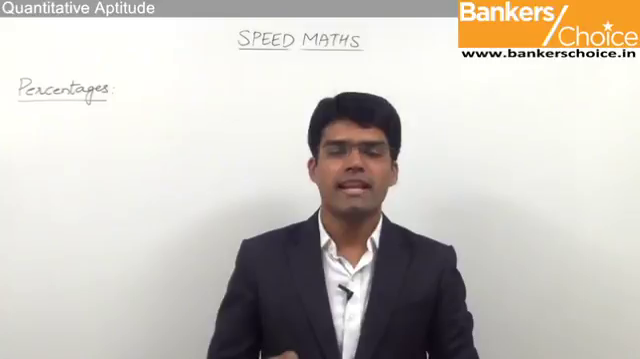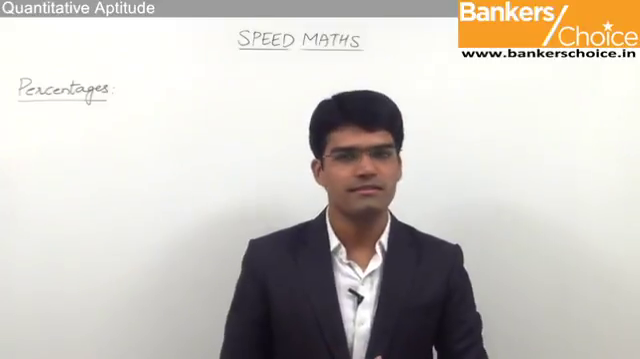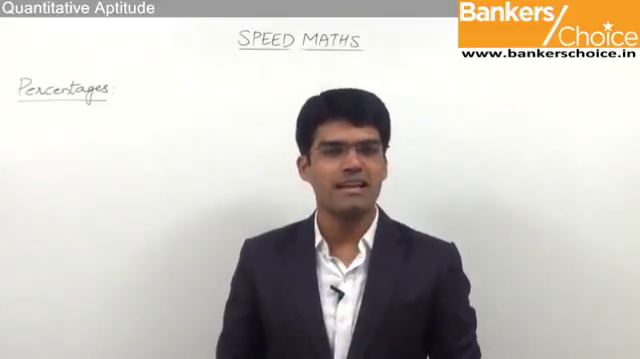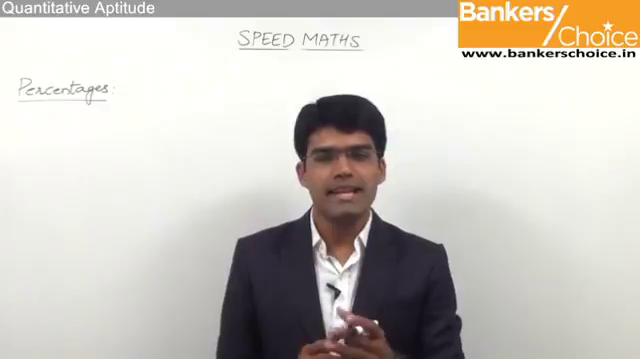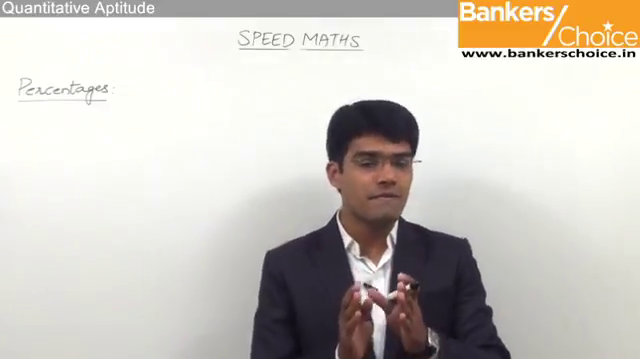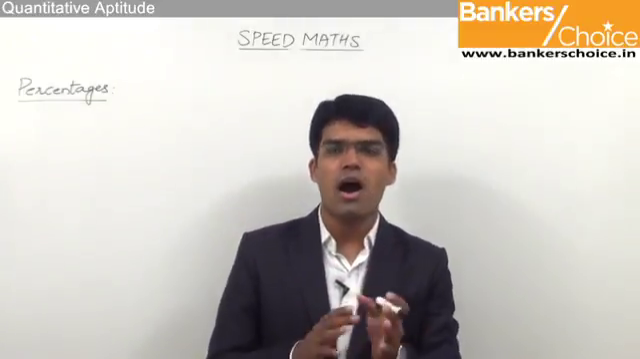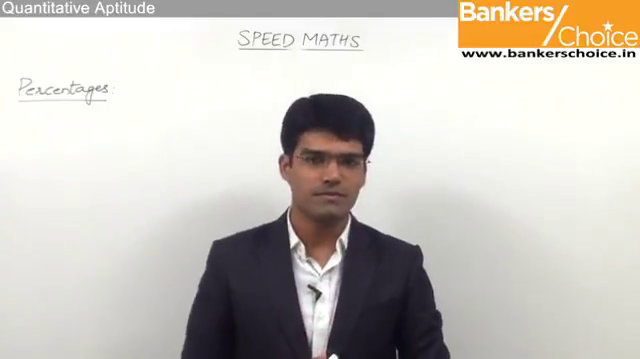Can you tell me what is 50% of 4,000? I hope you all got the answer. 50% of 4,000 is equal to 2,000. And that's because we all understand that 50% is half. So half of 4,000 will be 2,000.